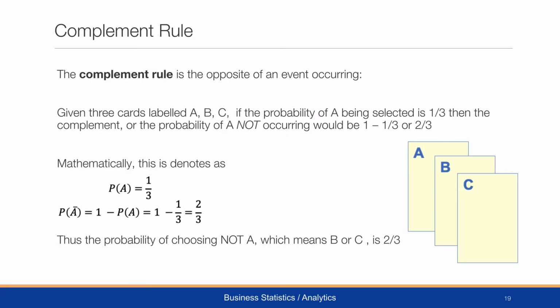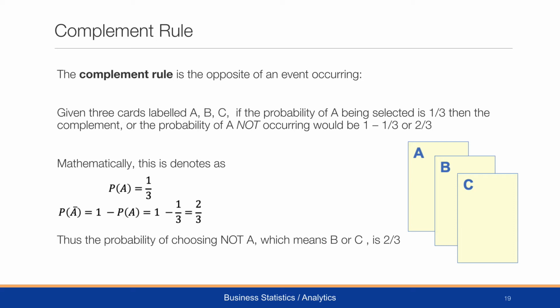Let's look at the first rule. The first rule is the complement rule, and it is the opposite of an event occurring. Given 3 cards labeled A, B, and C, if the probability of A being selected is 1/3, then the complement, or the probability of A not occurring, would be 1 minus 1/3, or 2/3.